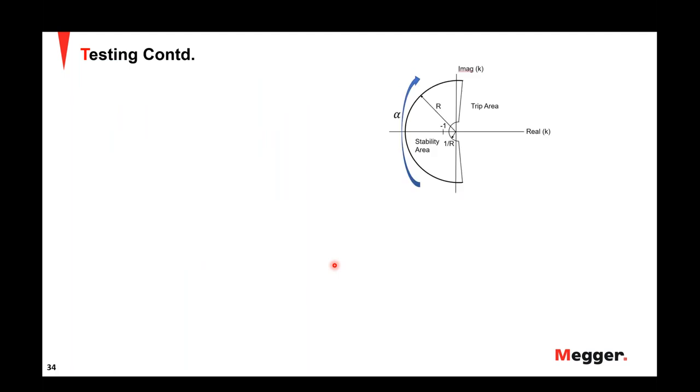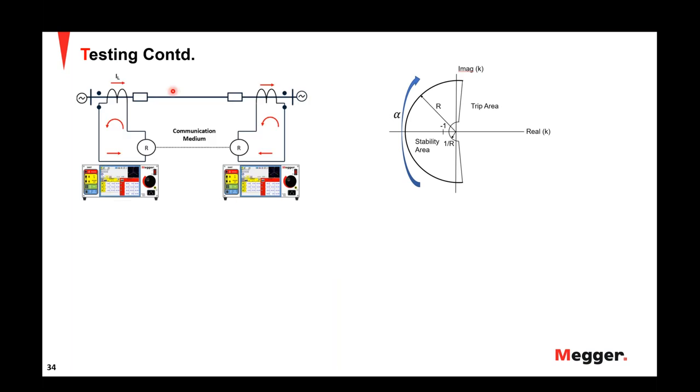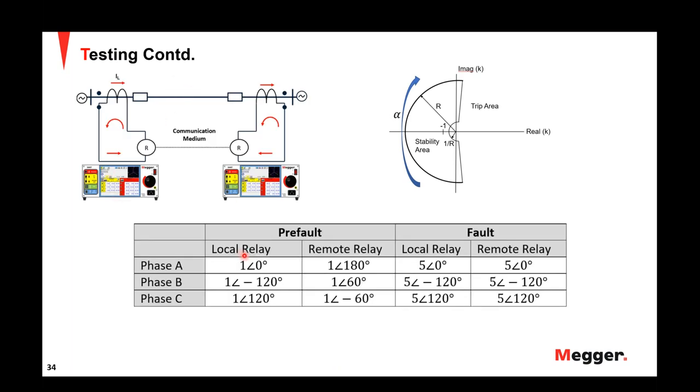The last test would be to perform an internal fault test on the line. We do a pre-fault and a fault, right? So you would have these values at 0 and 180 in the pre-fault, so that they're in the same direction. And then in the fault state, you change the angles on the remote relay so that now the currents are feeding into the fault, an internal fault on the line.